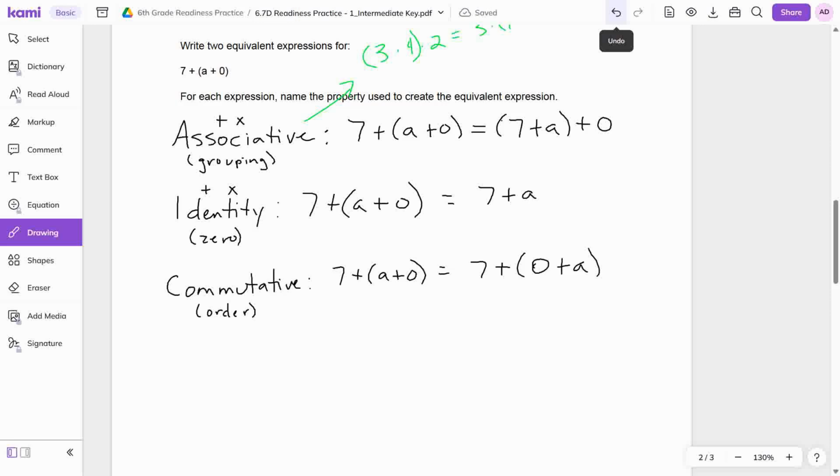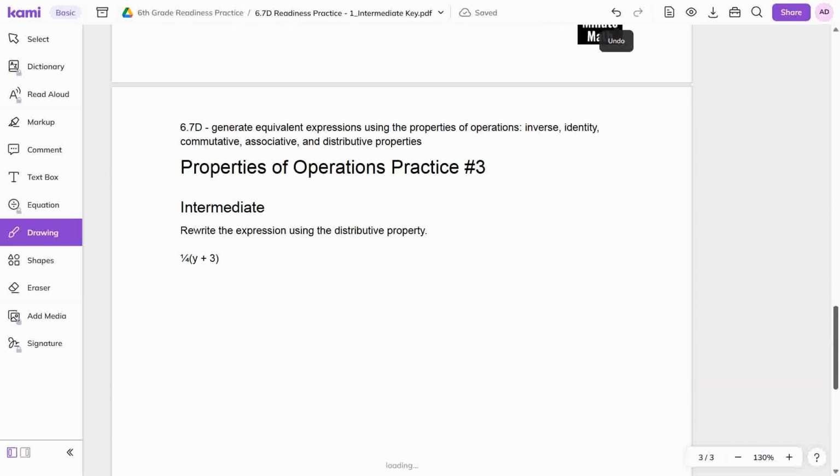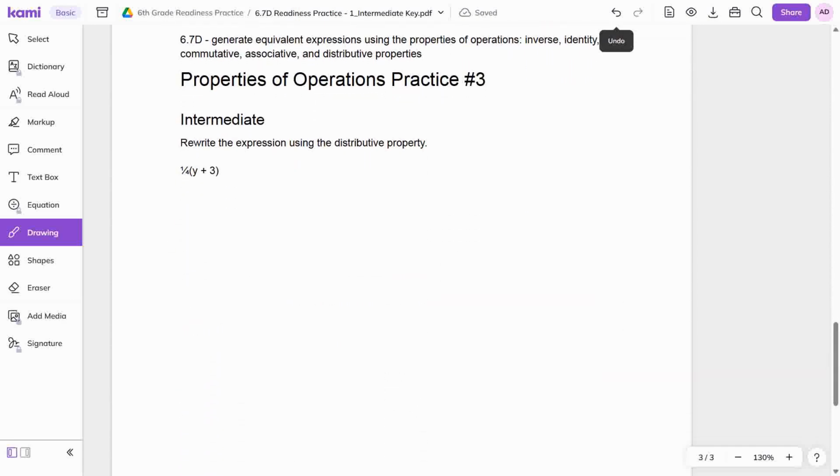Or you could have made it a plus 0 in parentheses equals 7 plus 7. So there's a few different ways we could have done that. Answers might vary. So for our third problem, let's rewrite this using the distributive property.